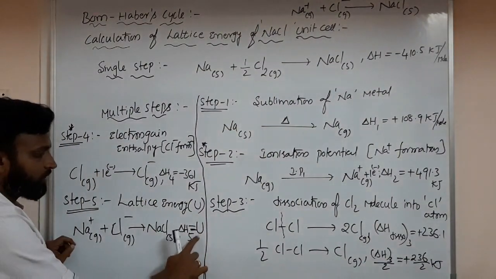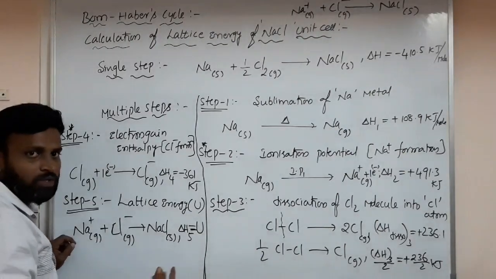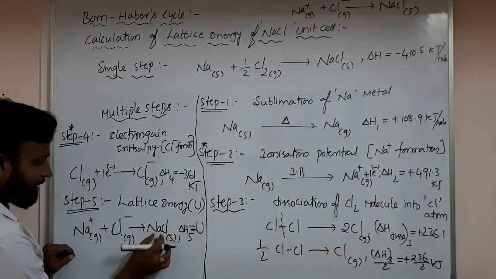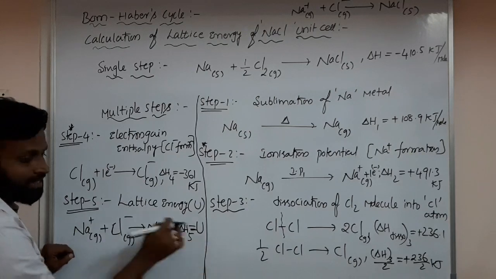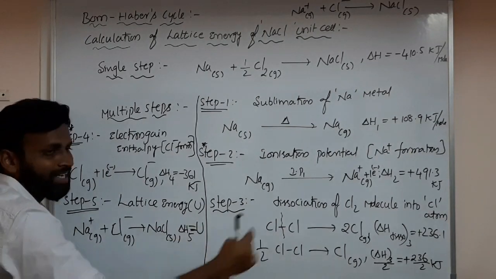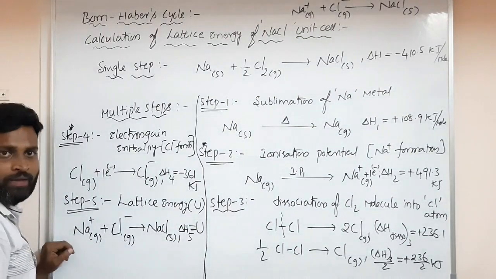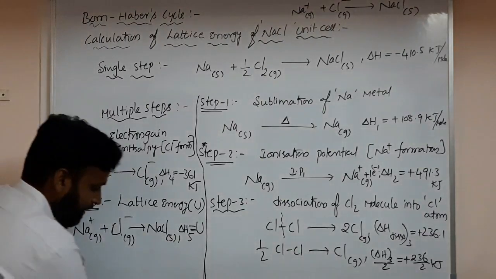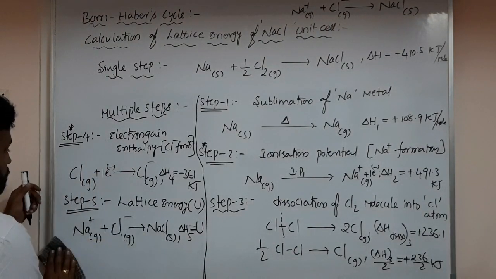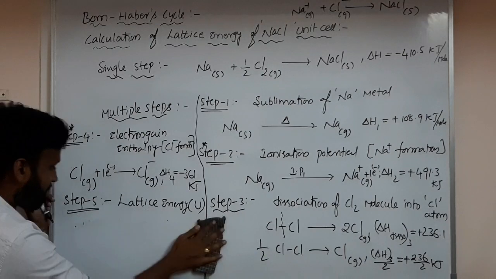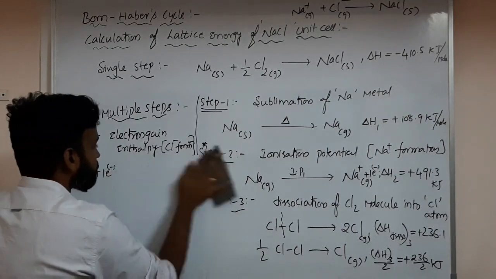Understanding? So what is U? U is negative actually, because when the NaCl crystal lattice is formed, energy is released. So this U, you will get a negative value. Understanding? So how? Let's see. So you have written it, everyone? Now I will write what Hess law is.